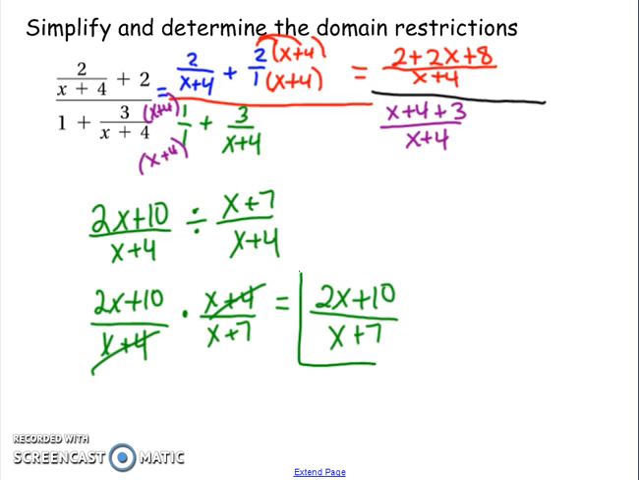If you want to factor out the 2 in the top and make it 2 times x plus 5 over x plus 7, that's fine too. And our restrictions, x cannot equal -4 or -7.